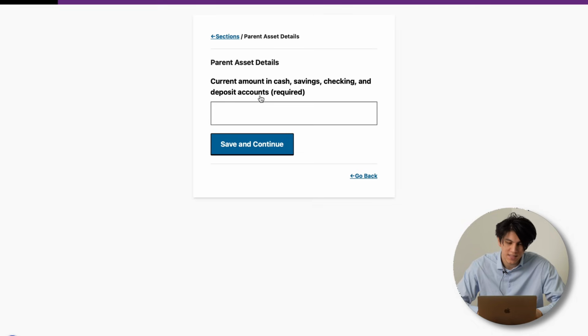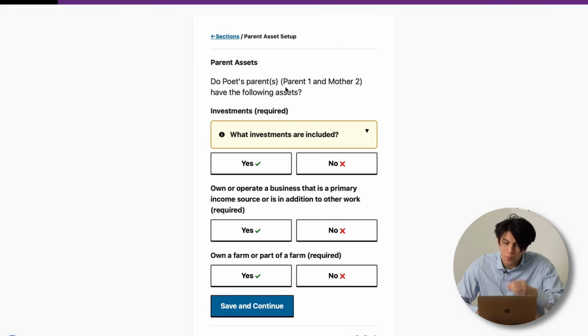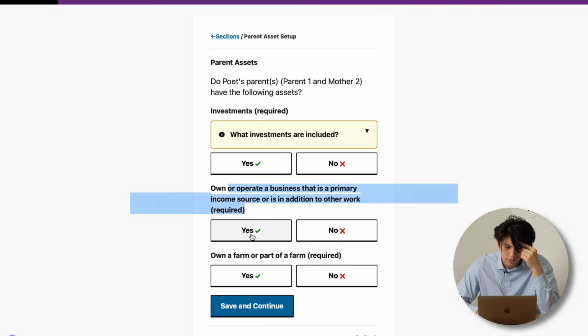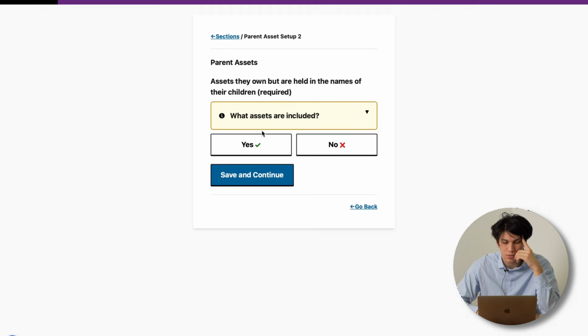So what does the asset mean? Asset means how much they have right now, currently. Current amount in cash, you ask your parents how much money they have under their pillows. 10 million sums. That parent 1 and parent 2 have the following assets. Investments, business, farm. No. If you include more information, you have to add more information. That's the hint of the CSS profile, that's it.